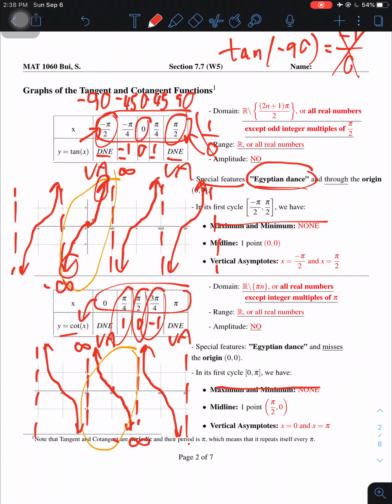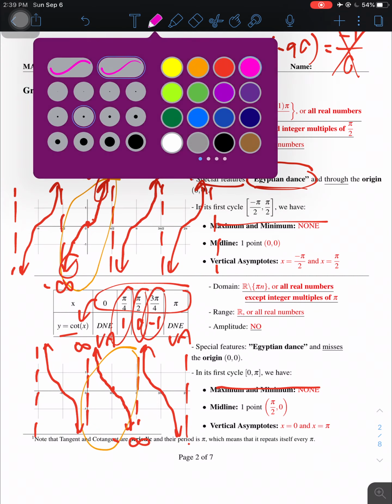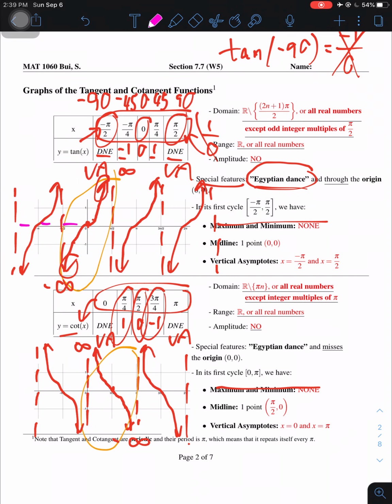Okay, midline, we just have one midline point, right? And if you want, let me draw the midline here really quick. It's the one passing through the center, right? And I told you guys the middle one is always the center. So here, let me draw it in pink so you guys can know that they are the centers. Okay, so in here, the midline point will be 0, 0 for tangent, but for cotangent, it's going to be pi over 2 and 0.